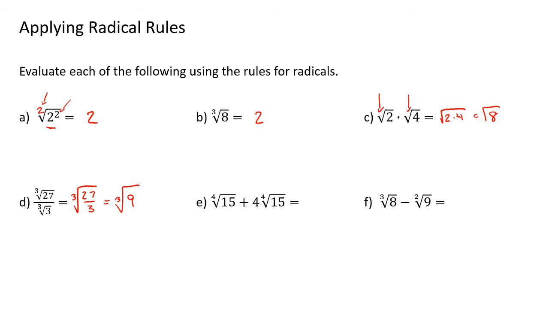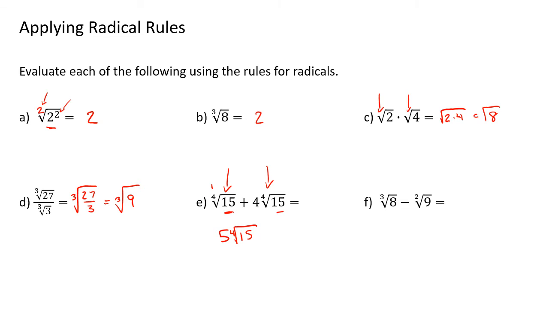Next example, the fourth order root of 15 plus 4 times the fourth order root of 15. Again, they have the same order of root, 4, and the same number under the root sign of 15. This one is the radicand, if you remember. So you can simply add them together. You have 1 of them here and 4 of them here. So that makes 5 times the fourth root of 15.